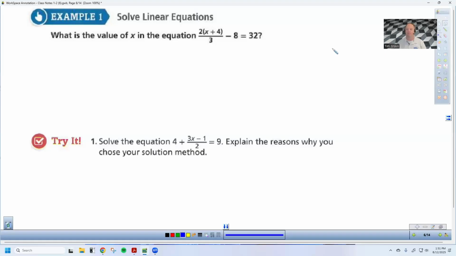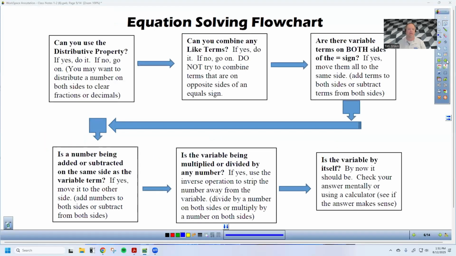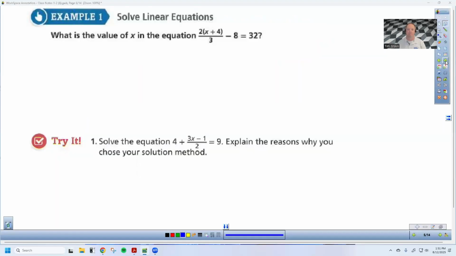So our first question on the equation solving flowchart is, can you use the distributive property? Well, when you see parentheses, that's usually a dead giveaway. Yes, you can use the distributive property. I'm going to distribute 2 times x and 2 times 4. That's going to give me 2x plus 8 in the numerator, and I still have 3 in the denominator, all of that minus 8 equals 32.